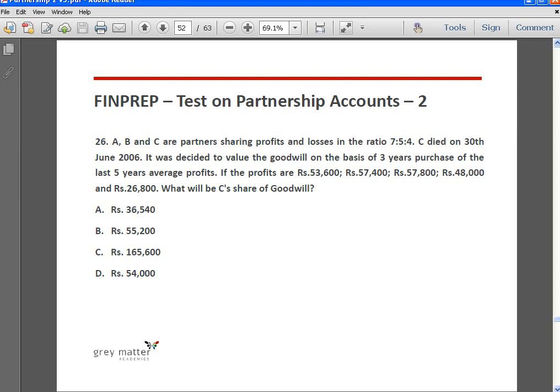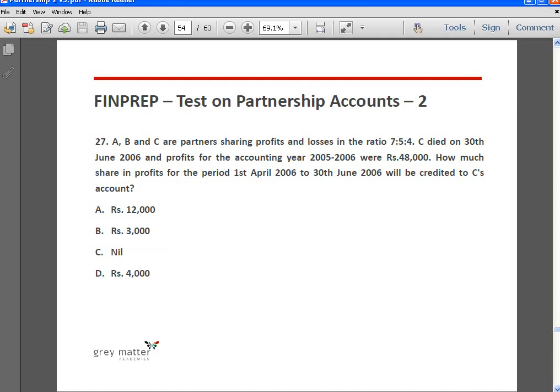So we have to here use the average profits method of valuing goodwill. So it is 53,600 plus 57,400 plus 57,800 plus 48,000 plus 26,800 divided by 5 into 3. This is the value of goodwill, which is 1 lakh 46,160, and C's share is 4 by 16, which is 1 by 4. So divided by 4 is 36,540. Okay, so answer is A.